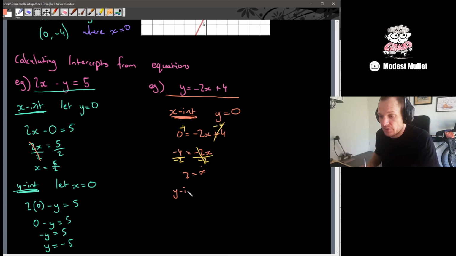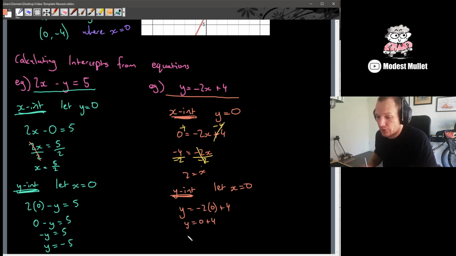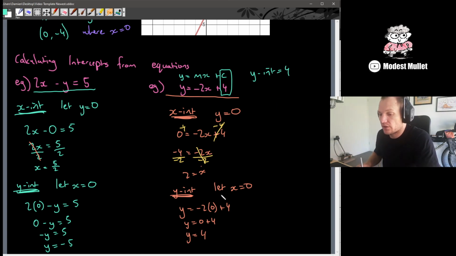Now I need to do the y-intercept. So I let the opposite letter equal to 0. So we get y is equal to negative 2 times 0 plus 4. So I get y is equal to 0 plus 4 because negative 2 times 0 is 0. And I get y is equal to 4. Or you could have recognized this is written, way back at the start, in y equals mx plus c form. C is our y-intercept, so our y-int equals 4. You could have read it straight off. But it's good to know that you can always find it by substituting the other letter equals 0.